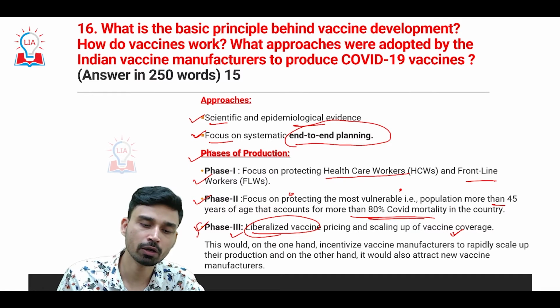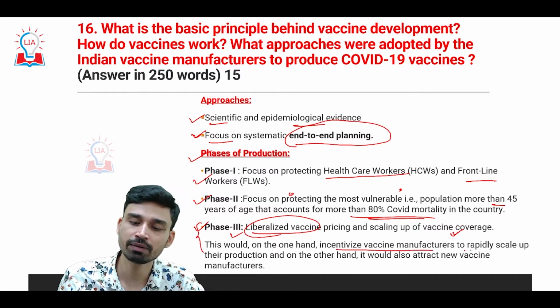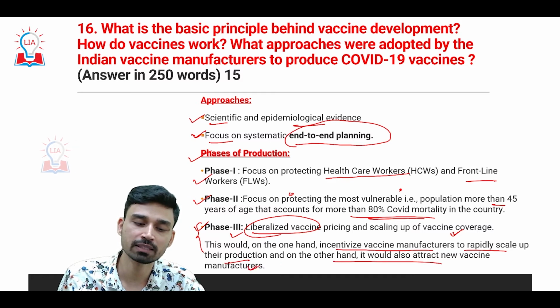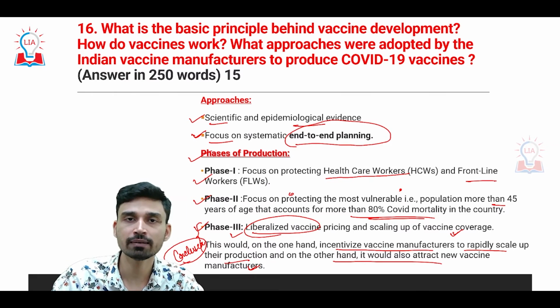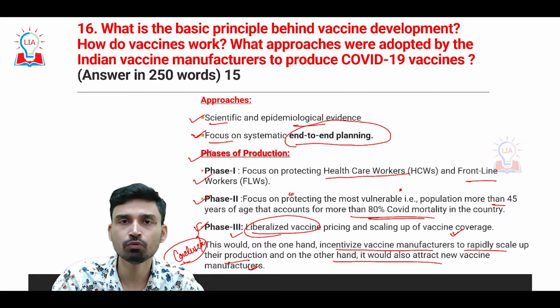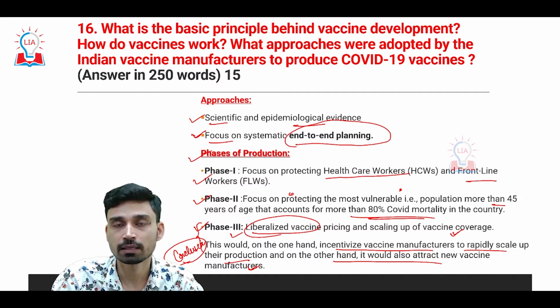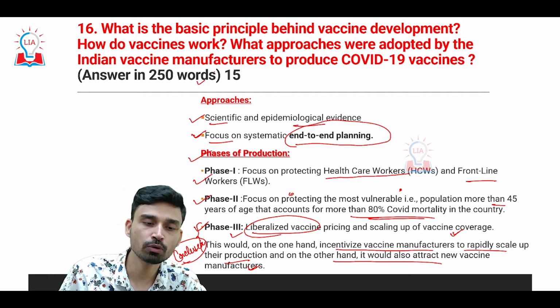And this would, on the one hand, incentivize vaccine manufacturers to rapidly scale their production, and on the other hand, it will also attract new vaccine manufacturers. This point is something you could have written as a conclusion. If you cannot write this, then you could have simply written the names of the two vaccines being circulated in India, and other vaccines being circulated in India but made by foreign manufacturers. So that is all about this particular question.